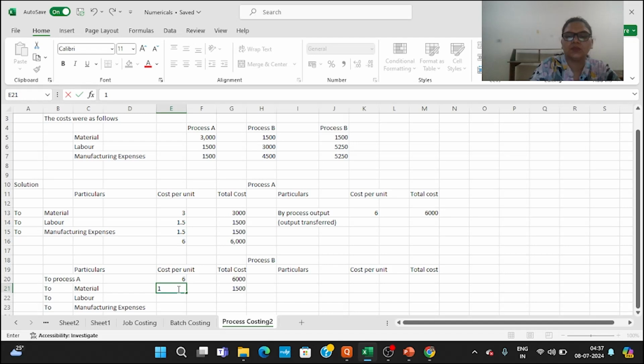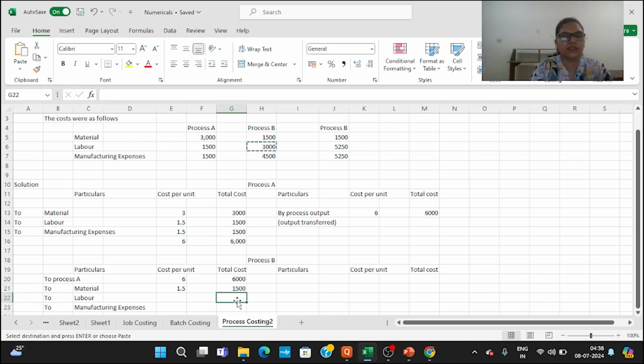Then labor we know it's 3000 in process B. So we will copy it over here. Then it will be rupees 3. Next is manufacturing expenses in process B. It's 4.50.